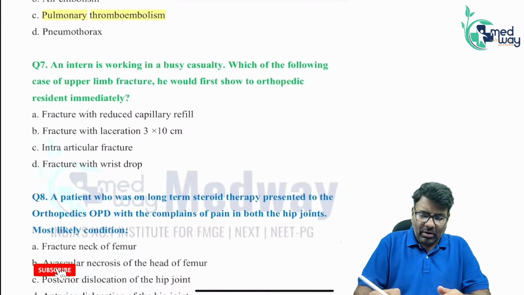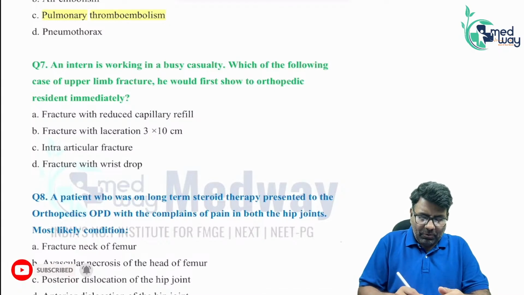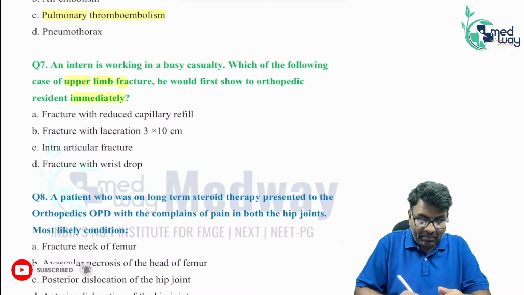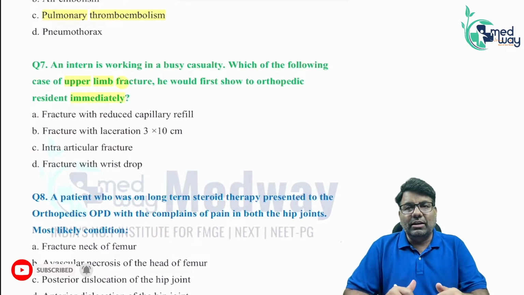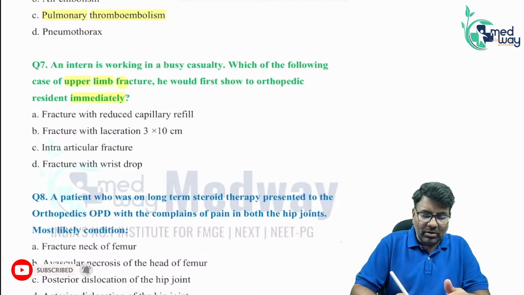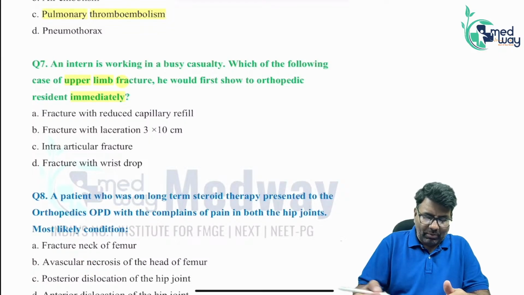Then an intern was working in a busy casualty. Now, which of the cases of upper limb fractures will he show to his seniors immediately? It means which of the conditions should be at the top priority for discussion with the senior doctors. So here we have a few options. Now let us see one by one.